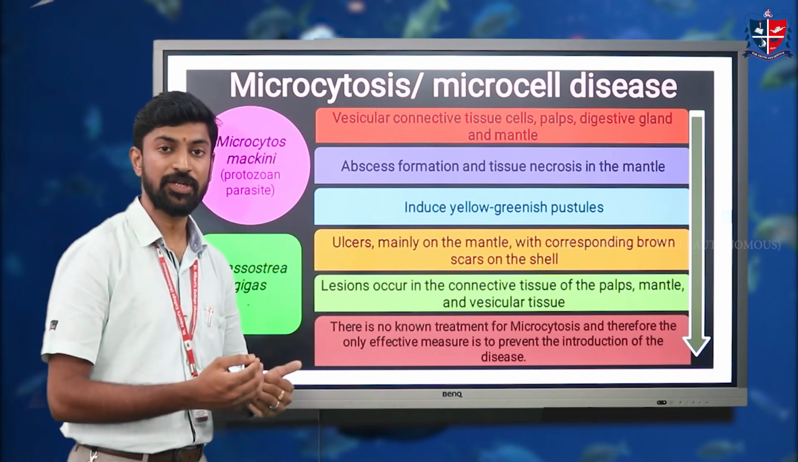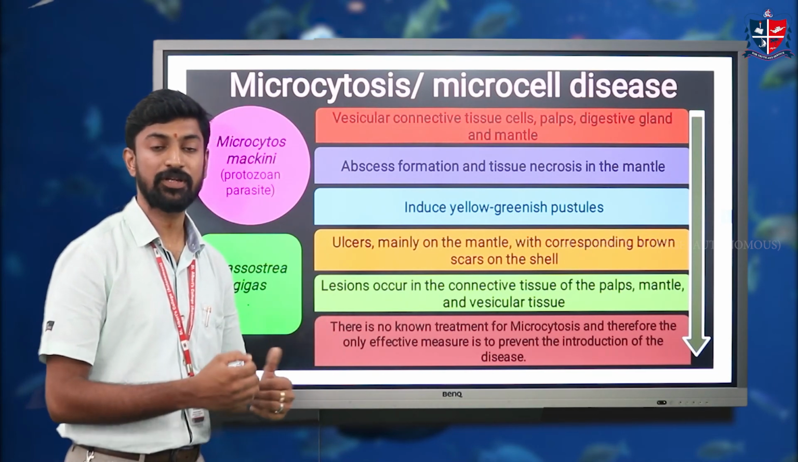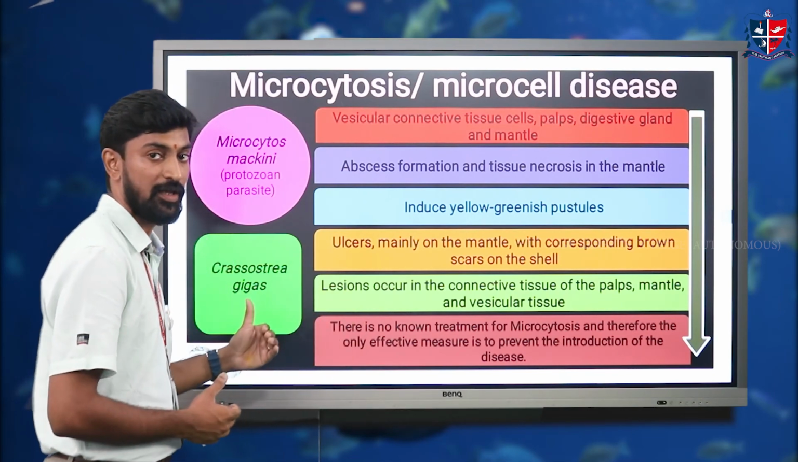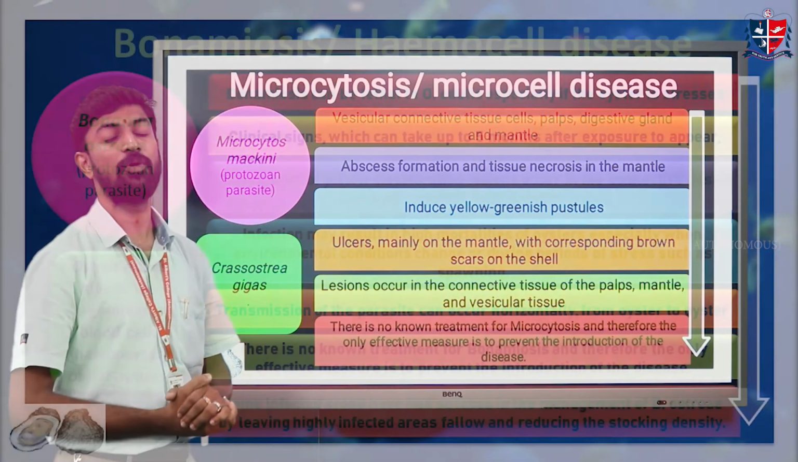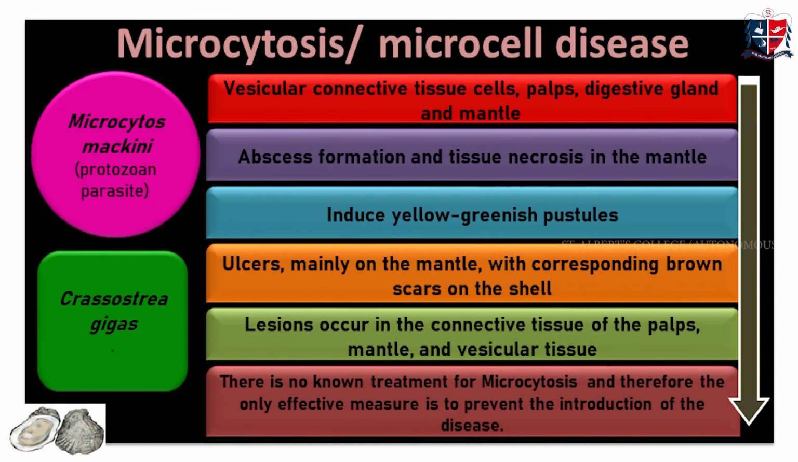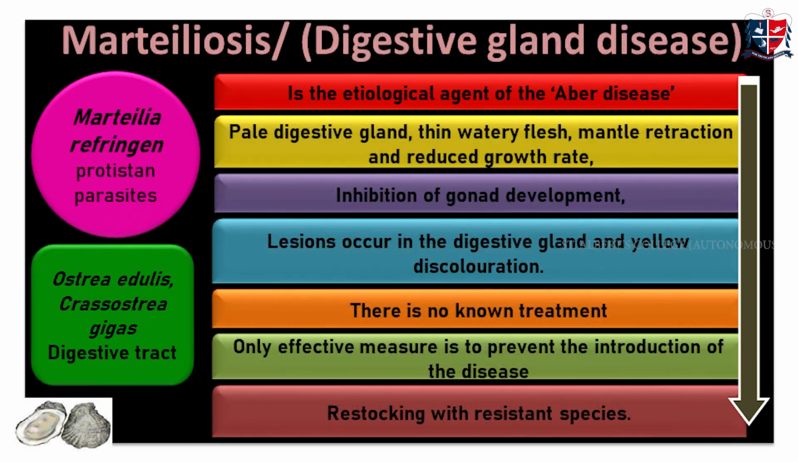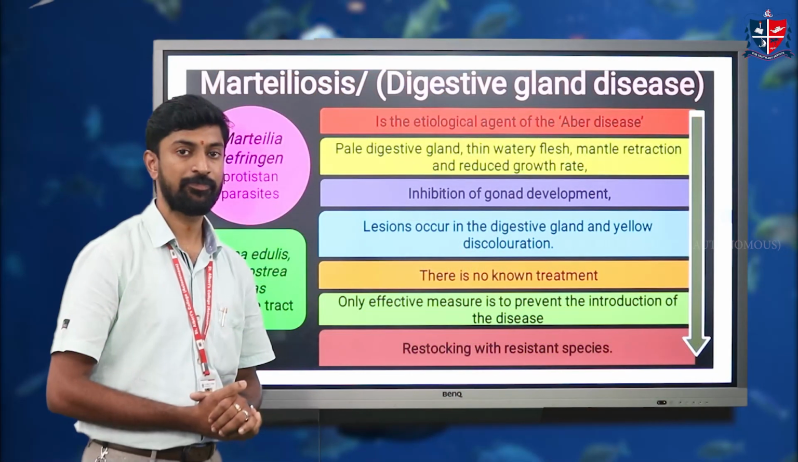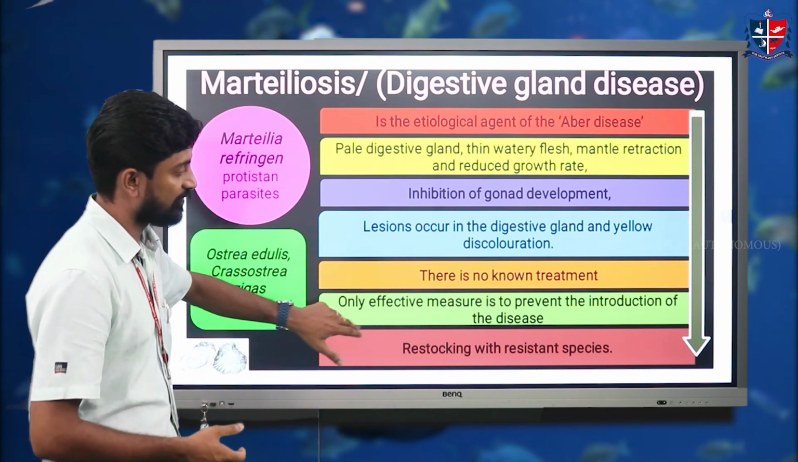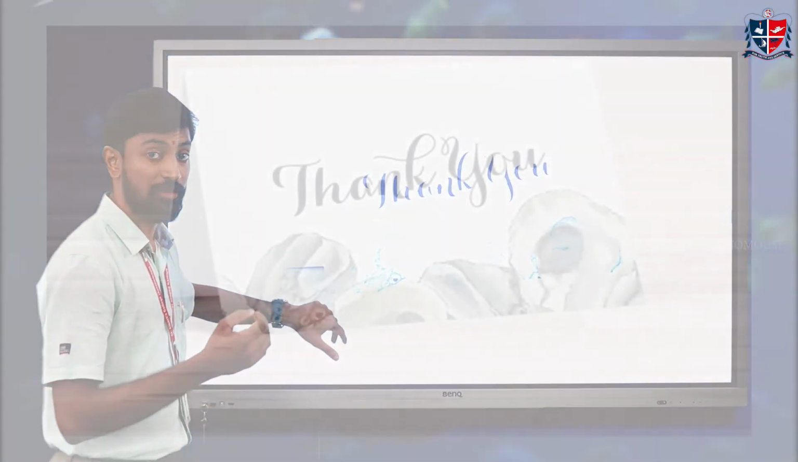Okay, these are the major prophylaxis or controlling measures we take against the protozoan parasitic diseases in oyster. Bonamiosis, microcytosis, and martiliosis are the major parasitic protozoan diseases you can see in the oyster.